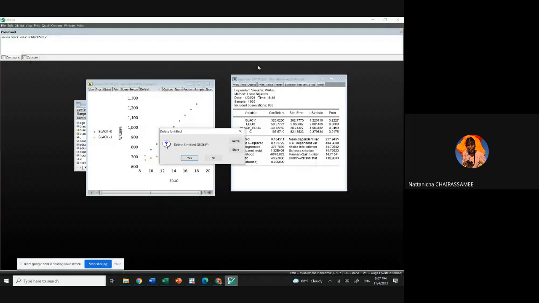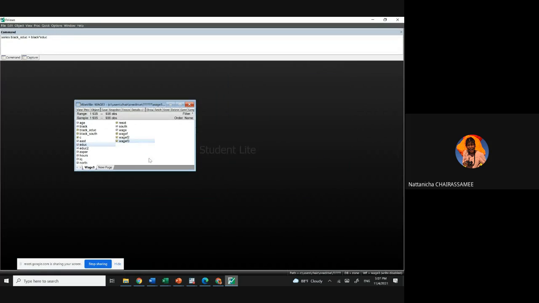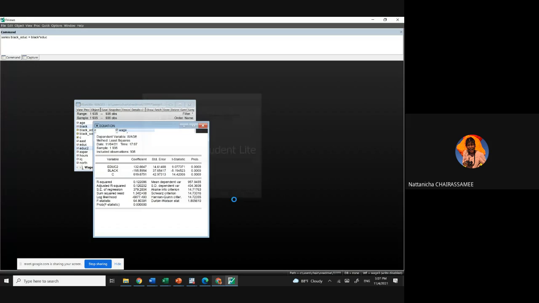So let's go back to the sample. Just go to your EViews. So now I would like to run a regression. I would like to regress based on the education variable and also black. Just open it as equation.